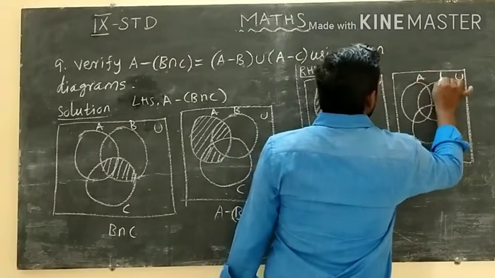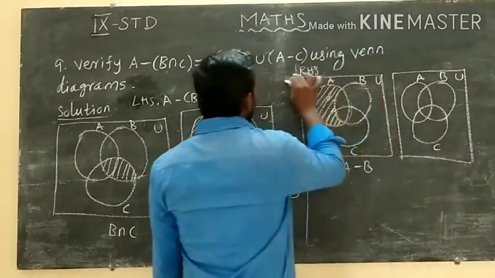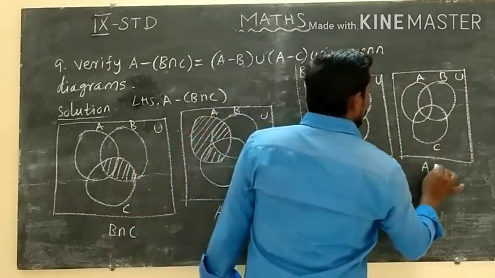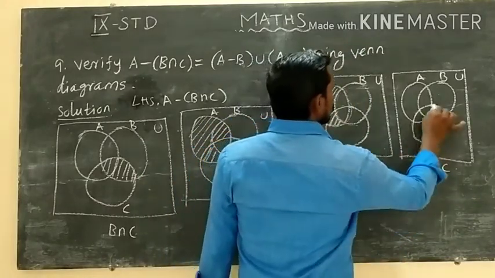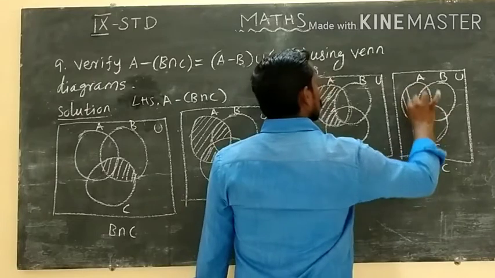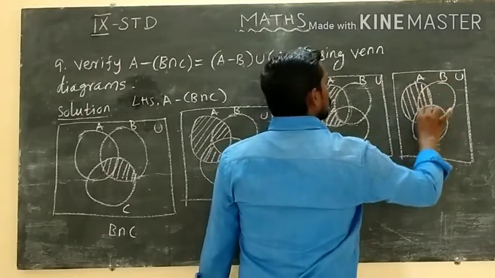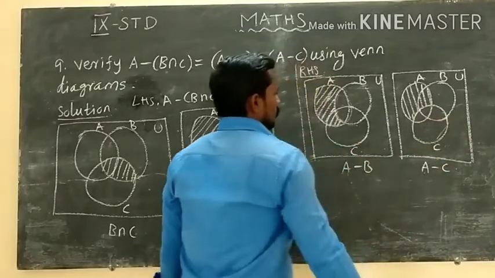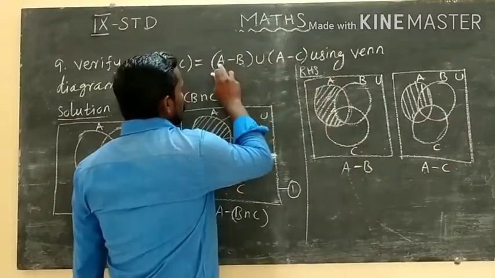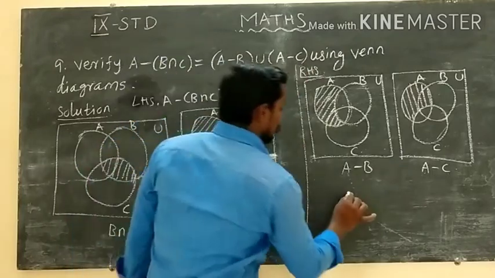Universal set A, B, C. Now find A difference C. A difference C means omit C from A. Omit C from A. So the C circle is fully omitted. Then find the RHS, A difference B union A difference C.